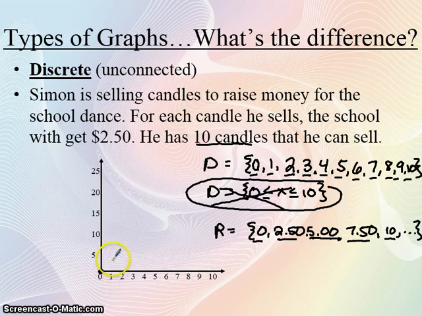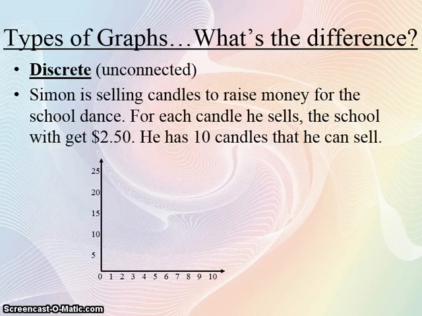If he sells 1, he would get $2.50. If he sold 2, he'd get $5. If he sold 3, $7.50, and so on with distinct unconnected points because the domain and range could not be a range of numbers, but rather distinct types of numbers.